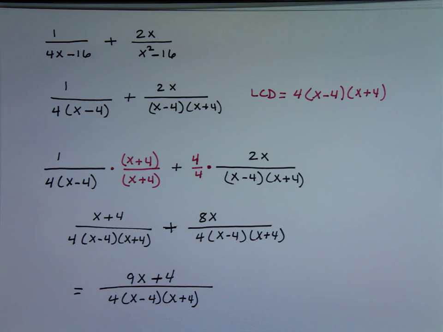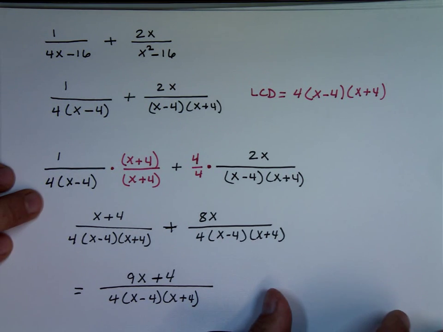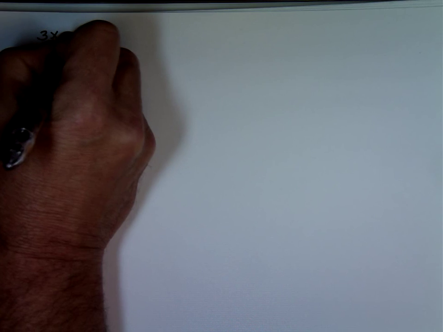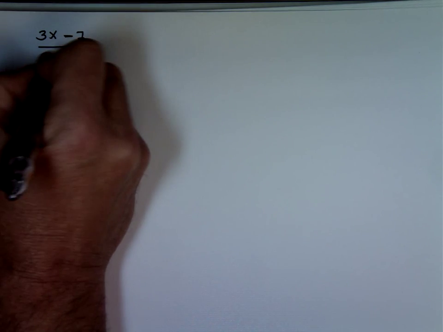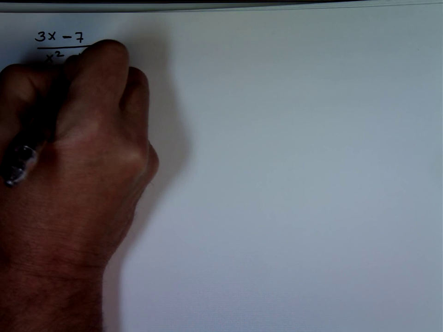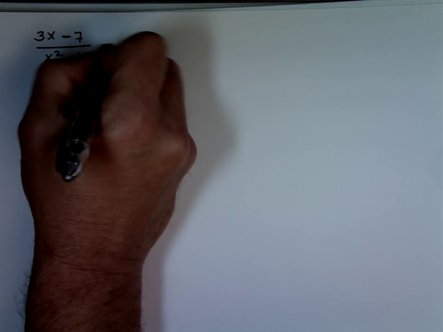Let's try a few more. As I said, this is not easy. So you just got to keep trying. 3x minus 7 over x squared minus 1 plus 2 over 1 minus x.